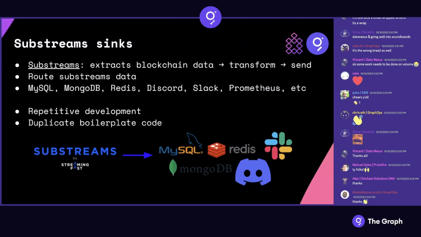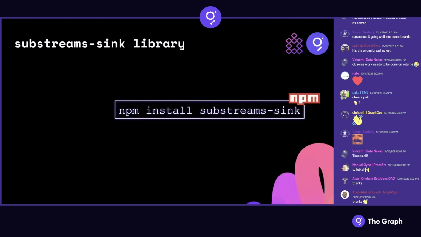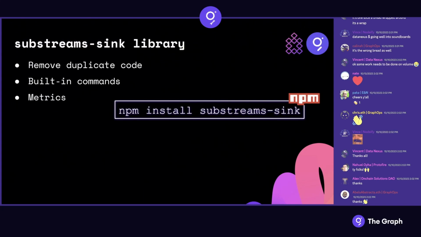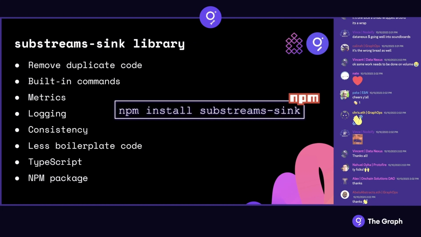But the sync development quickly got repetitive and created a lot of duplicate boilerplate code. So with the Substream sync library, we regrouped all of the duplicate code in one place. It comes with built-in sync commands. It generates Prometheus metrics, provides logging, also adds consistency to our sync development process. And of course, there's now way less boilerplate code required to have something up and running. It's made in TypeScript, and it's easy to use. You just need to install the npm package in your project.